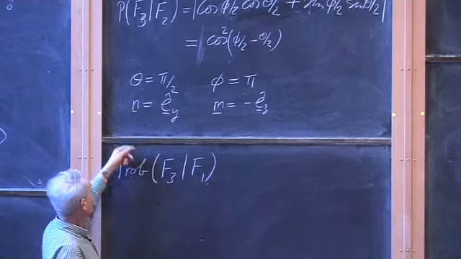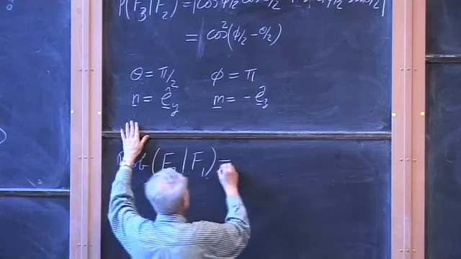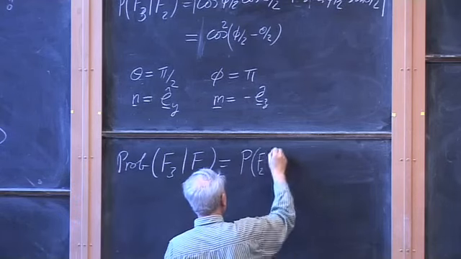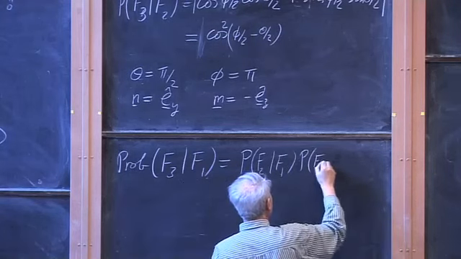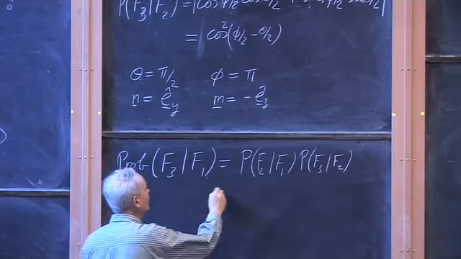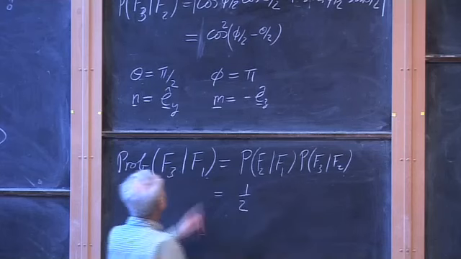So we already had that. What is that? Well, it's the probability of passing the second filter, given that you passed the first, times the probability of passing the third filter, given that you passed the second. And therefore, this probability was a half. We already discussed that.